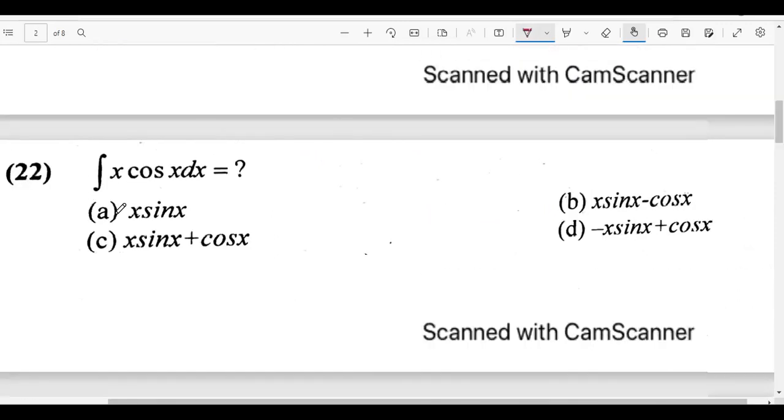Now you need to integrate this. So what do you see? This is x and it's being multiplied with cos of x. So what method should we use? Product rule. Very good, integration by parts. Can you tell me what the answer would be by thinking about it first properly and then telling the answer? You would be able to identify the answer in the options.